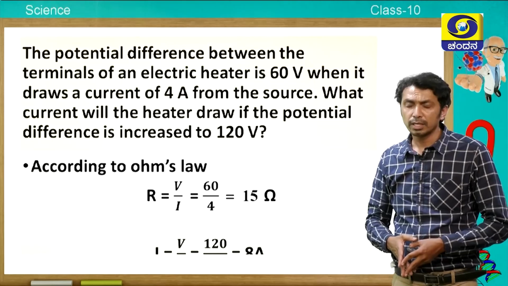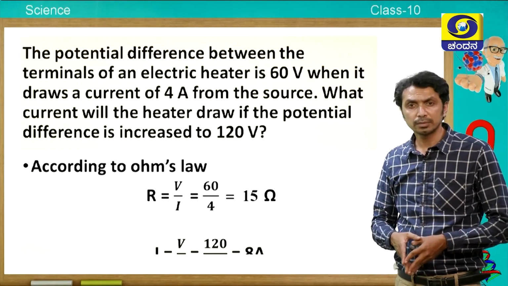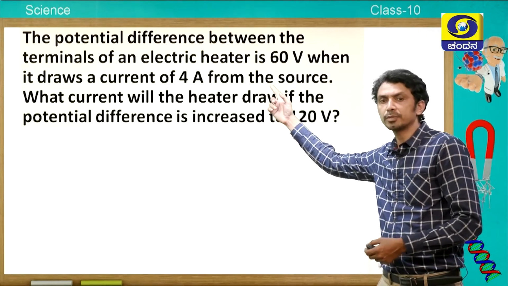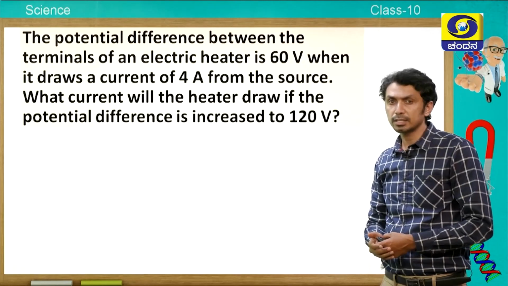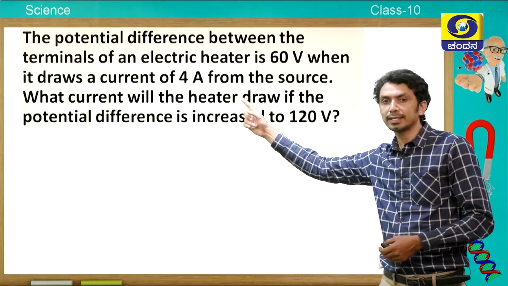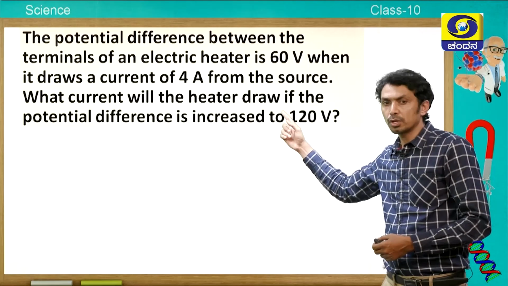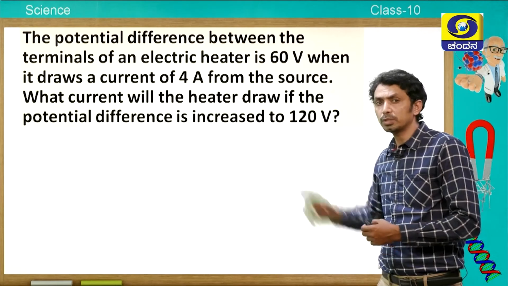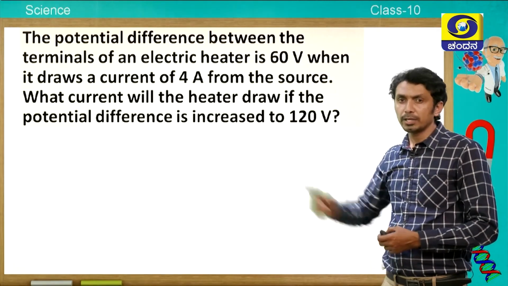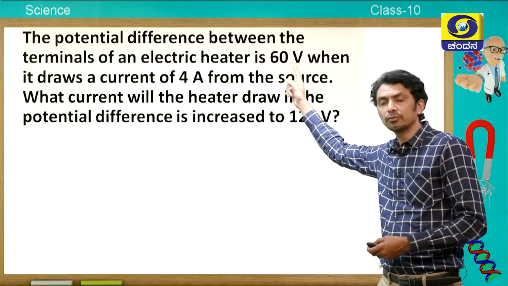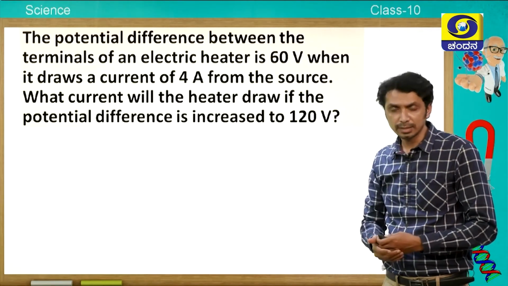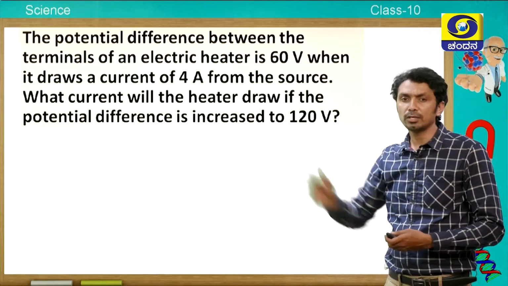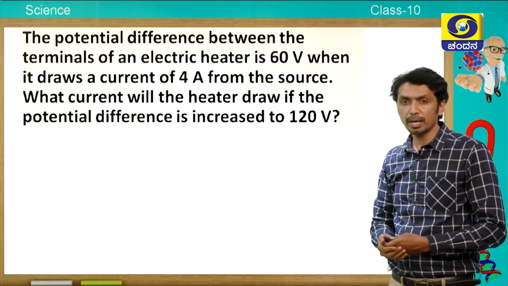Now, we have learned the mathematical equation of Ohm's law. Now, let us solve a numerical problem on Ohm's law. The potential difference between terminals of an electrical heater is 60 volt. When it draws a current of 4 ampere from the source, what current will the heater draw if the potential difference is increased to 120 volt? You better note down what is the value of V and what is the value of I. Yes, you are right. Value of V is 60 volt and value of I, the current, is 4 ampere.